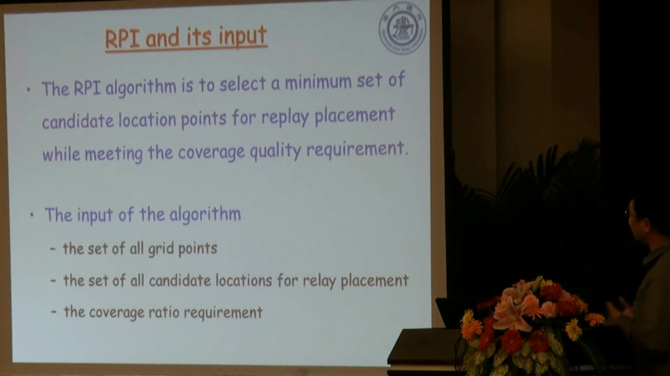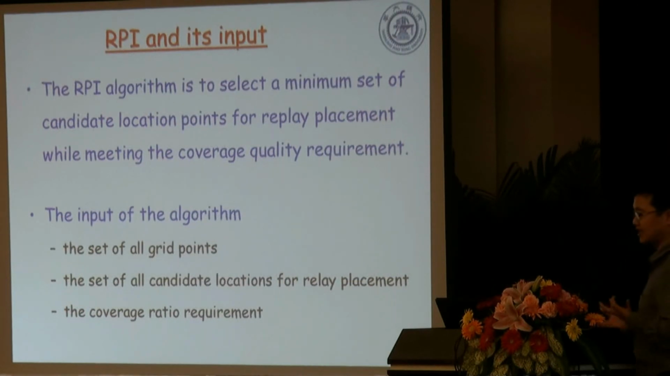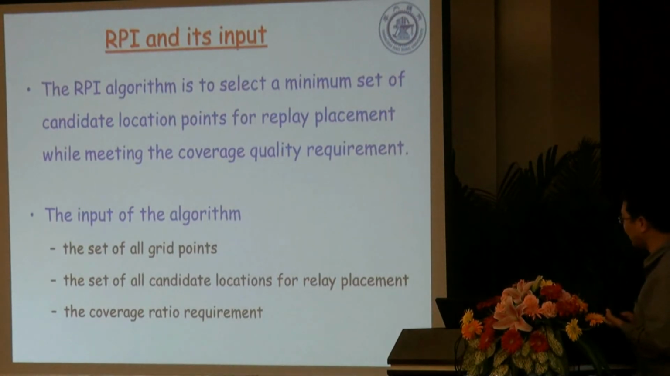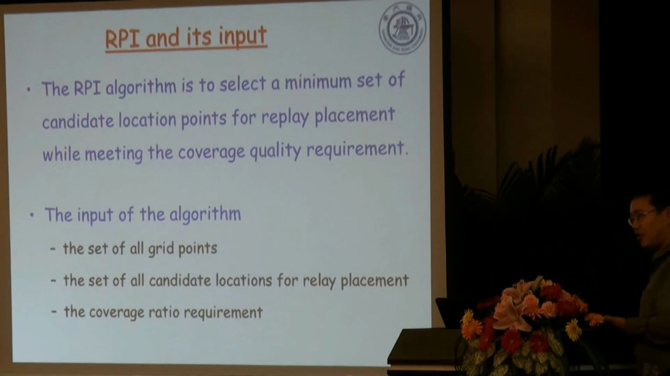And the RPI algorithm, the input of this algorithm has the following three parts. One, the set of all grid points. Because in the given region there are countless points, our solution is to divide the whole region into virtual grids, and we consider the grid points. The second part of input is the set of all candidate locations for relay placement. For relay placement, we have to consider that some points may be infeasible for relay locations, so this is actually the whole grid point set minus those infeasible areas. And also the given requirement on coverage ratio.